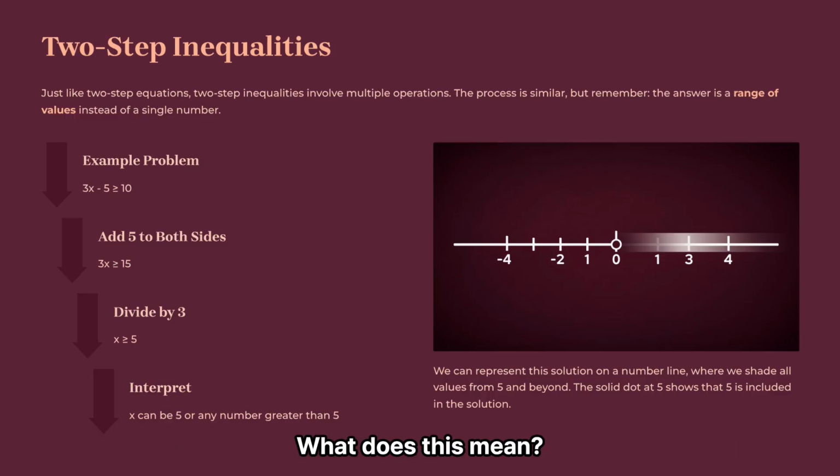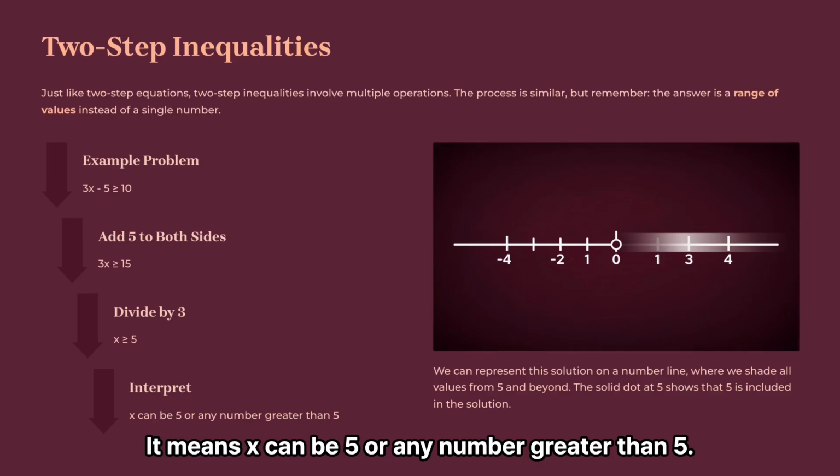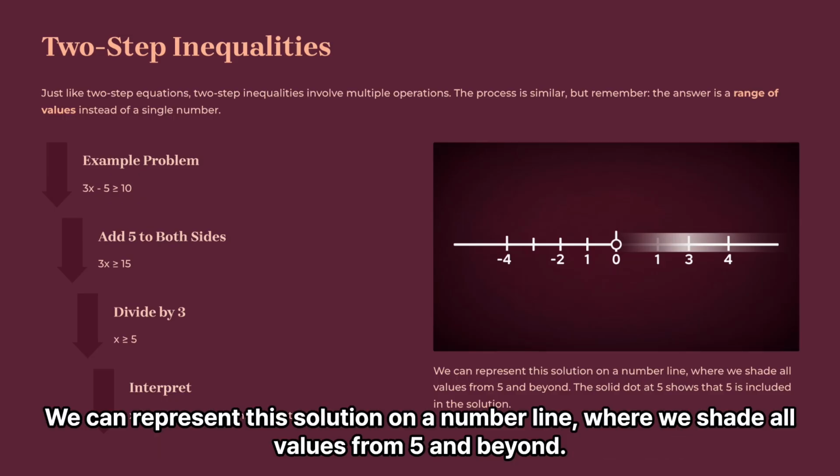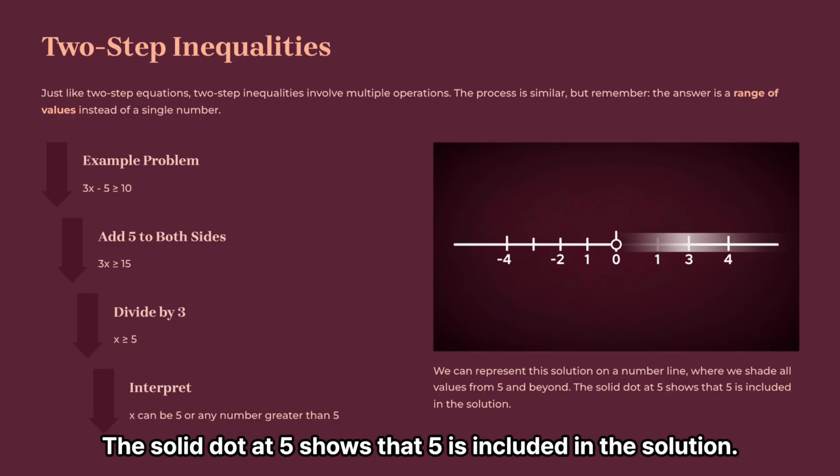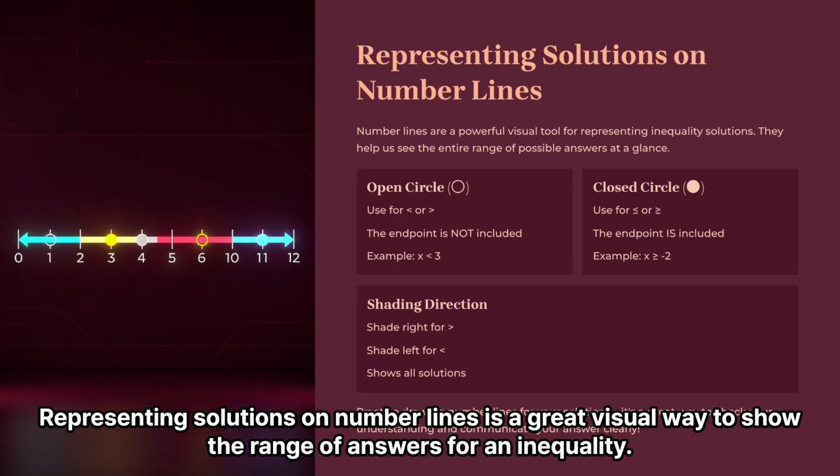What does this mean? It means x can be 5 or any number greater than 5. We can represent this solution on a number line, where we shade all values from 5 and beyond. The solid dot at 5 shows that 5 is included in the solution. Representing solutions on number lines is a great visual way to show the range of answers for an inequality.